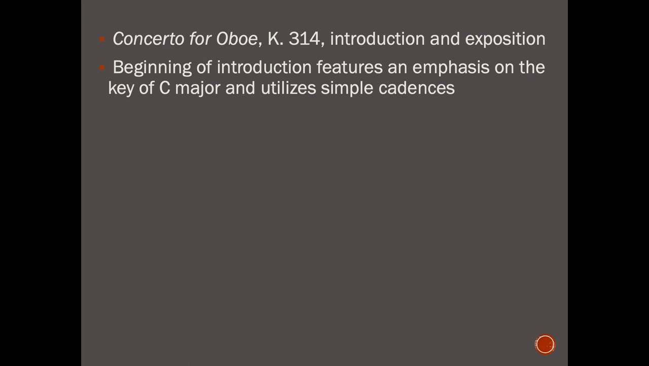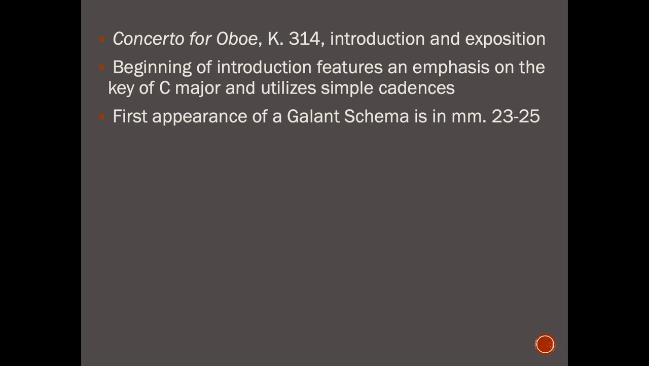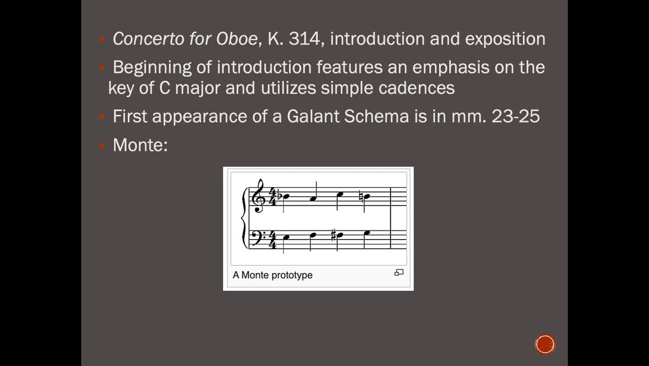So we don't get a lot of motion, especially motion that could be implied as chromatic. But the first appearance of a Galant schema is in measures 22 or 23 through 25. Still in the introduction, the solo oboe hasn't come in yet. This one is a Monte. So we have, in this example, a half step down and then moving up and then another half step down. Notice that the bass ascends chromatically.